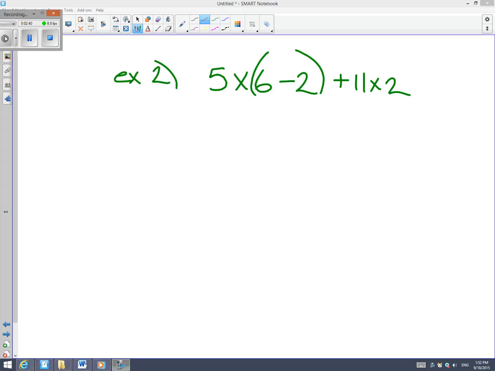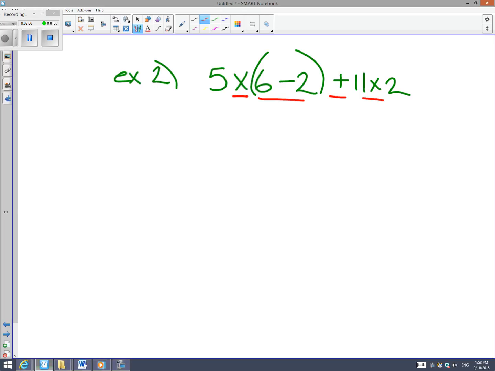So when we look at this question, 5 times bracket 6 minus 2 plus 11 times 2, we actually have three things we can talk about. Anyhow, sorry about that, I got interrupted. So there are a few decisions. We could do this first, or this first, or this first.